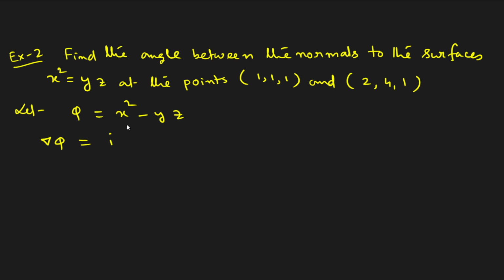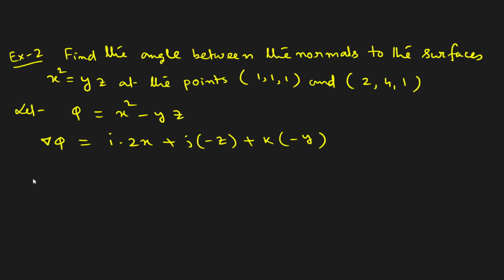i cap del phi by del x. If we differentiate this with respect to x, we get 2x. j cap del phi by del y, so it will become 0, so you will get minus z. And then k cap del phi by del z, it is minus y. Okay.